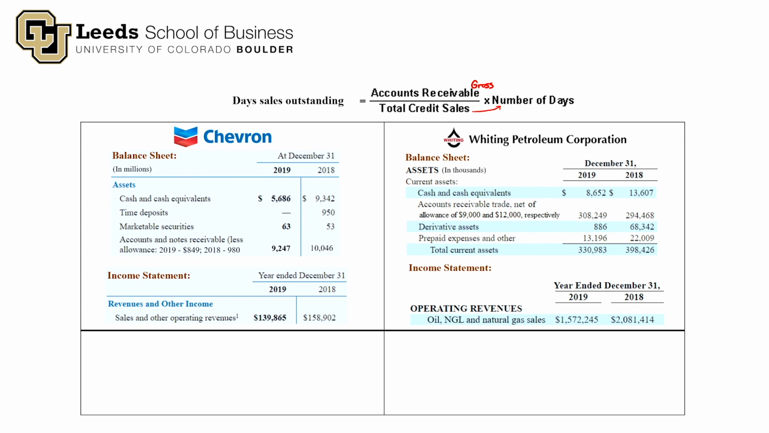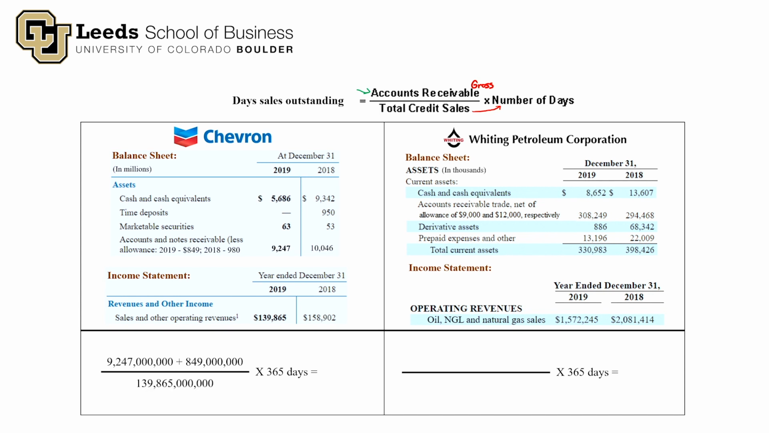So let's first start with the numerator here, which is gross accounts receivable. And so gross accounts receivable in this case is the 9247 plus the $849 million allowance, okay? That is gross accounts receivable, and we're putting that in the numerator. In the denominator, we go to the income statement, and we need total credit sales. We're going to just assume that this company sells all of their products on credit, okay? And that's usually a fine assumption, but it's an assumption you'll have to think about when you're evaluating this ratio. So we're just going to assume that total sales is equal to total credit sales.